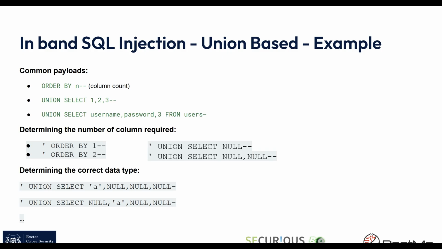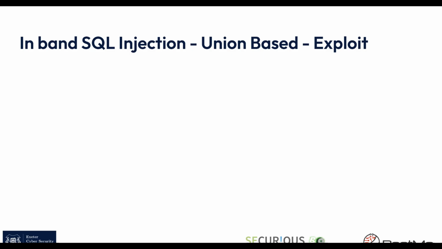Next, determining a correct data type for extracting your data. Just put a string instead of null. If it works, that means you can extract a string from this, so the data type is a string. You got your extractable data type and your number of columns. You can start working.